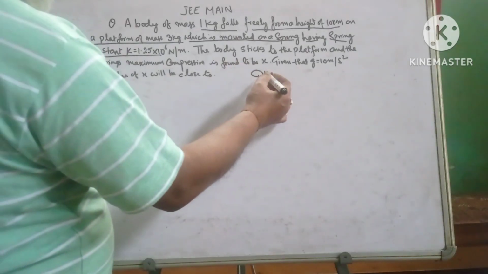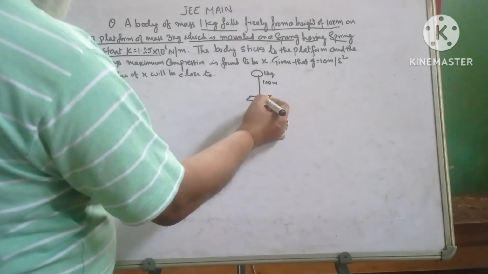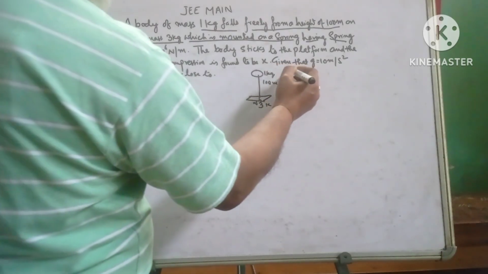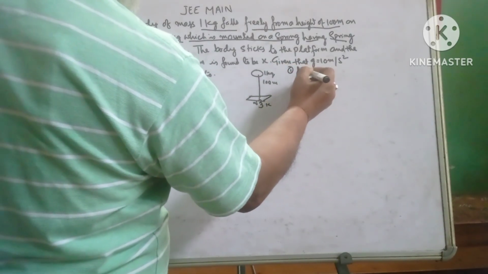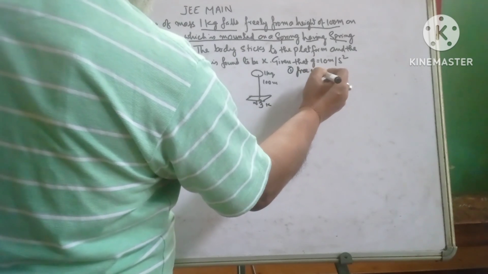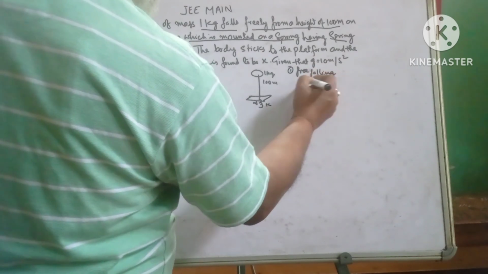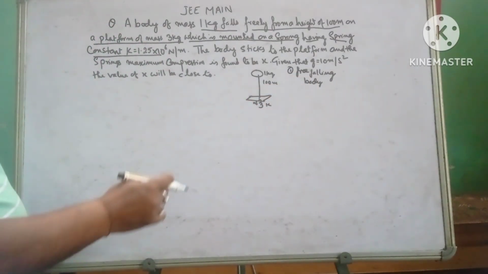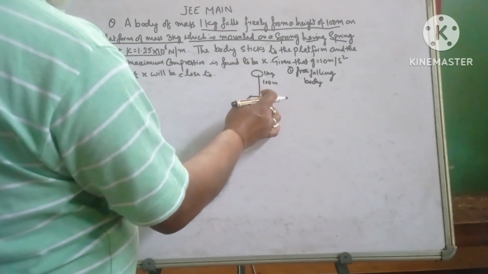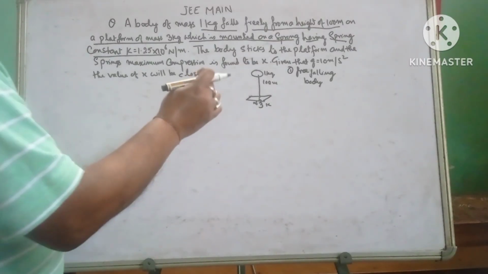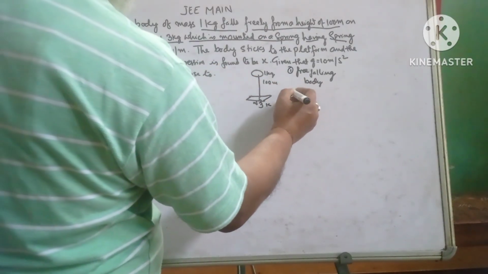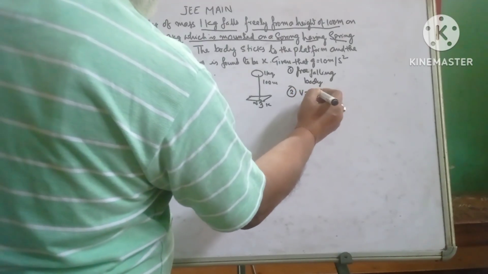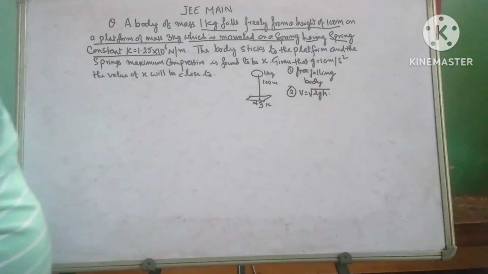When the body falls freely, this is a free falling body. The first concept is that it is a free falling body. So what is its final velocity? When it is just about to touch the platform, what is its final velocity? Your final velocity will be equal to root 2gh. This will be your final velocity.